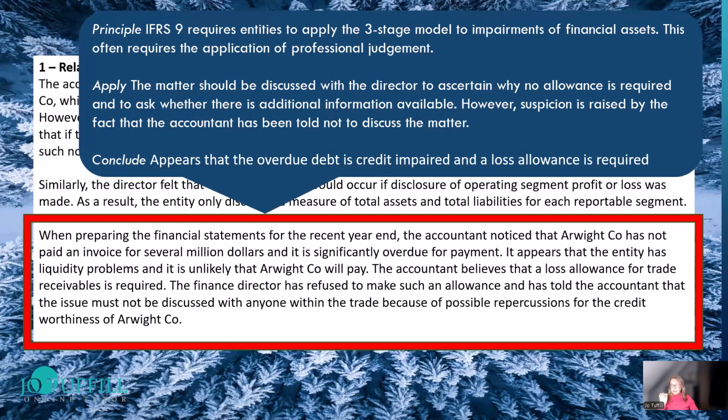And so there is a suspicion here raised by the fact the accountant has been told not to discuss the matter. So the conclusion is it appears it is an overdue debt and is credit impaired, and the loss allowance is required.